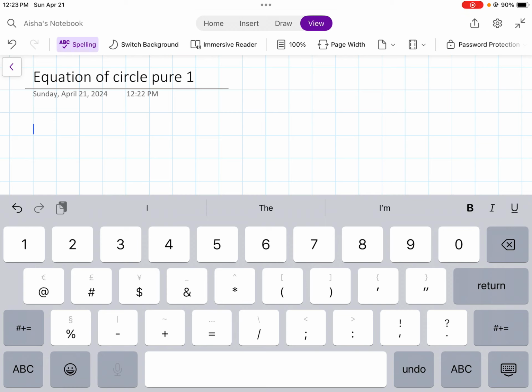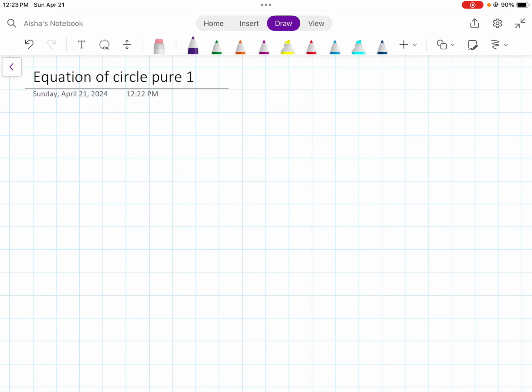I will be discussing the whole topic using past papers, because the concepts are not that difficult to discuss. Now, what is the equation of a circle?